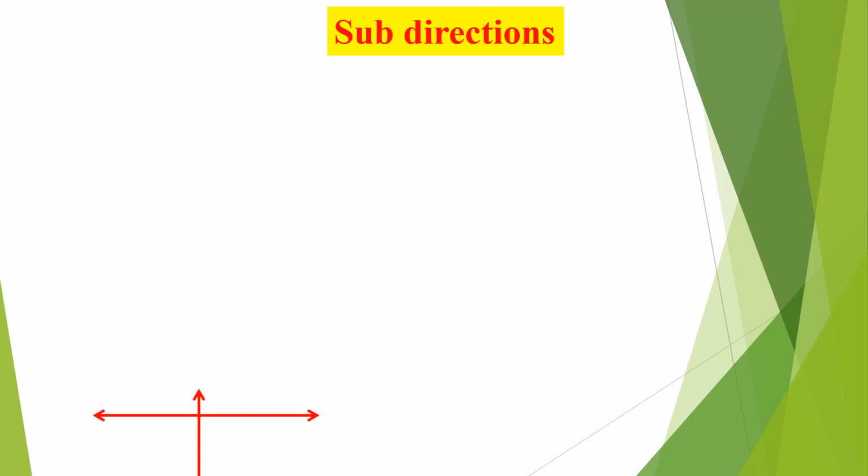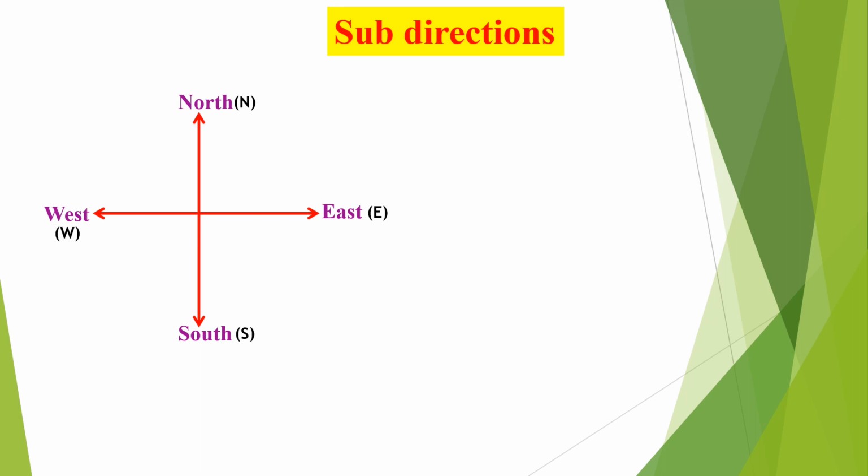Okay, next thing that we have to discuss is about the subdirections. Now we have discussed about the main directions. We discussed there are four main directions. They are north, east, south and west. How many subdirections are there? Subdirections කියන්නේ අපි අනුදිශා කියලා කියනවා. Subdirections කීයක් තියෙනවද? Yes, there are four subdirections.